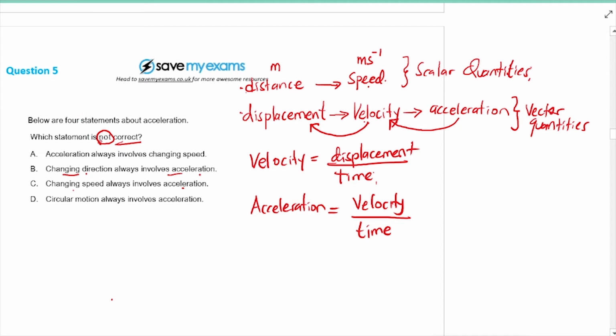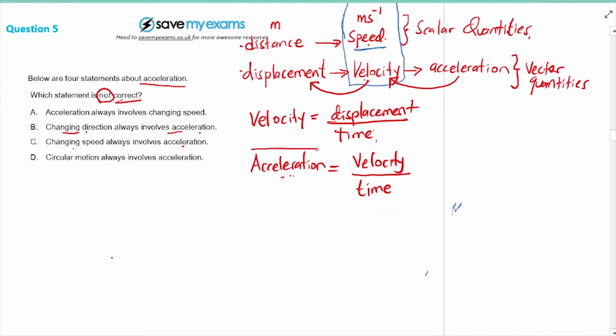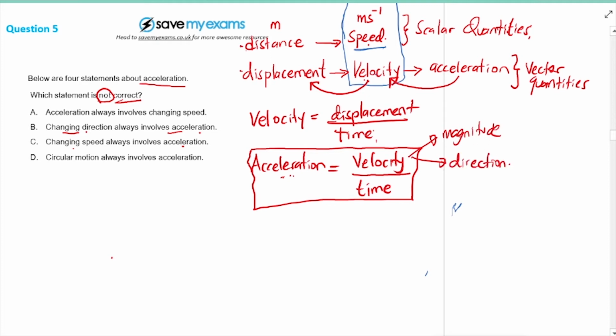Now the question is talking about acceleration. So let's concern ourselves with this. I just wanted to give you a background here. So acceleration is the rate of change of velocity with time. Now remember, like I said, whereas acceleration is the rate of change of velocity with time, velocity has magnitude and it has direction. The magnitude part of velocity is the speed, and then the direction.